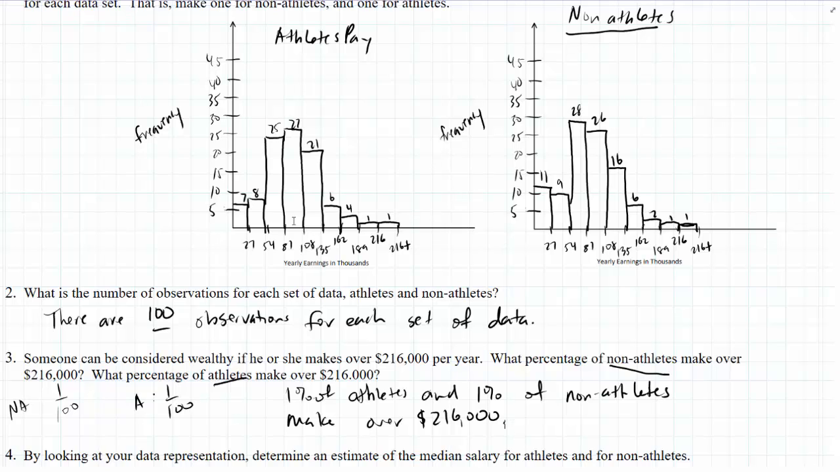Let's go ahead and take a look at the next one. 11 plus 9 is 20, plus 28 is 48. So it would also be somewhere in the 81 to 108,000 range. So the median salary is going to be between 81,000 and 108,000.